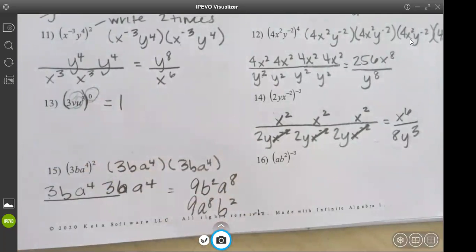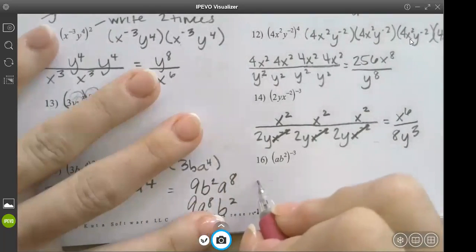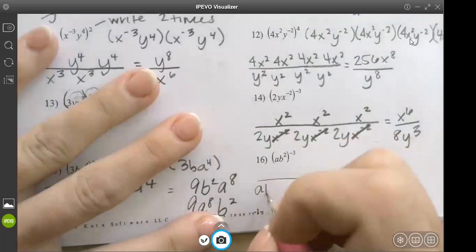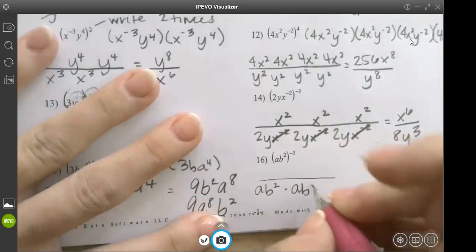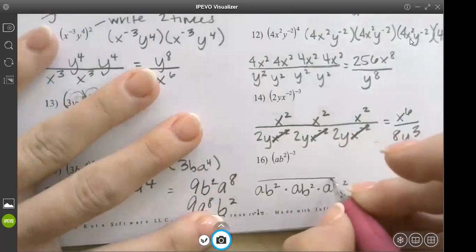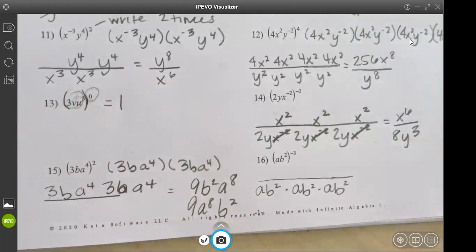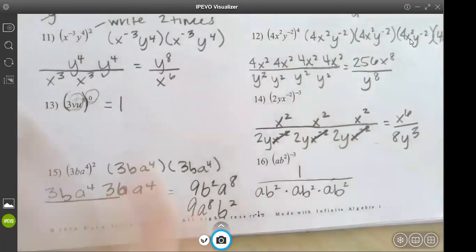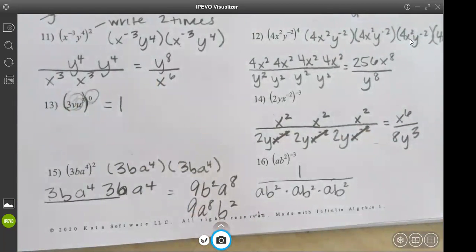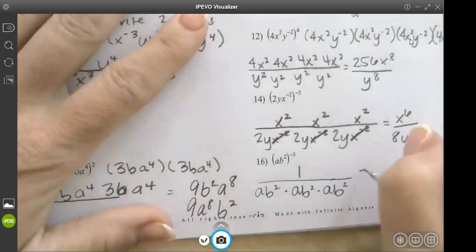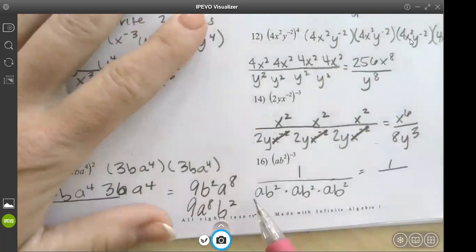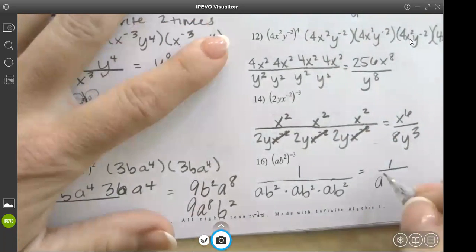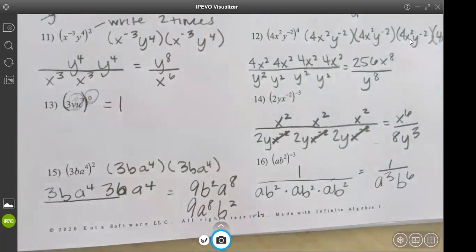So on 16, we have the same thing. We have another negative 3. So we draw our bar. They're all going to go on the bottom. So if you notice, there's nothing on top. Does everybody see that? We have to put something up there. So we put a 1. Okay, remember a 1 doesn't really do anything, but it shows that it's a fraction. And then we just clean it up. 1 on top. 1, 2, 3 A's. 2, 4, 6 B's. And that's it.